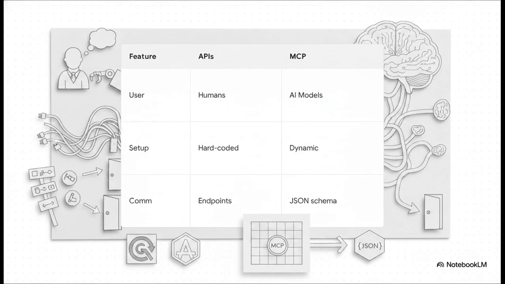Now look at MCP. The pros are huge. You get dynamic discovery instead of hard-coded integration. You get absolute consistency with a single JSON schema instead of unique endpoints. This drastically reduces development time because developers stop writing glue code.